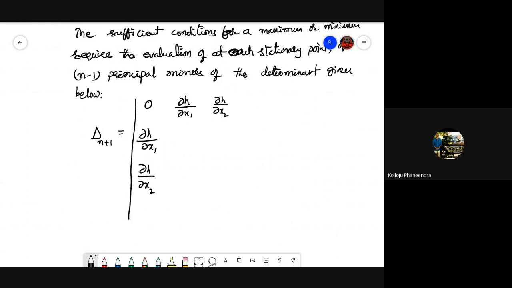Done. Next, for the Lagrange's function, you find the second derivatives: dou square L by dou x1 square, and in this position dou square L by dou x1 dou x2. Next one, in the 2 1 position, x2 x1, and this is dou square L by dou x2 square. We have to find this determinant. This is delta 3, this 3 by 3 determinant.